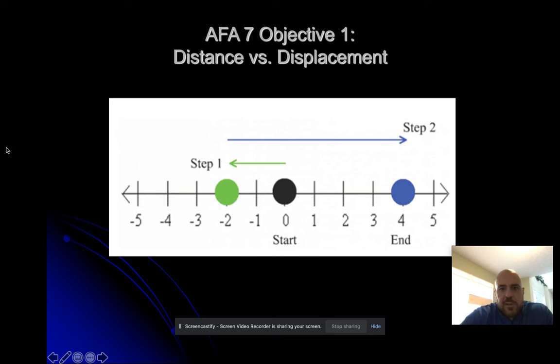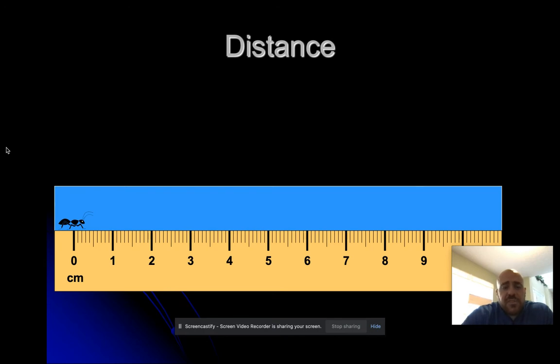All right, we're on our seventh additional focus area. Today's objective will focus on the difference between distance and displacement, as we're talking all about movement in this focus area. So distance is a definition.